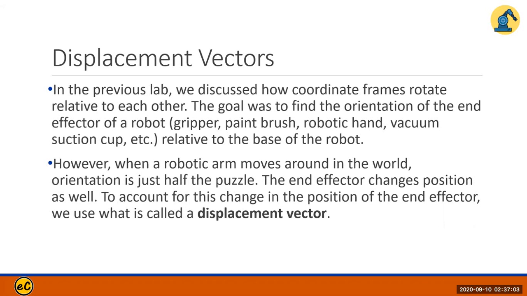Displacement vector. In the previous lab, we discussed how coordinate frames rotate relative to each other. The goal was to find the orientation of the end effector of a robot, such as a gripper, paintbrush, robotic hand, or vacuum suction, relative to the base of the robot. However, when the robot arm moves around, orientation is just half the puzzle. We still need to consider the movement or translation. The end effector changes position as well. To account for this change in the position of the end effector, we use what is called a displacement vector, or sometimes a translational vector.